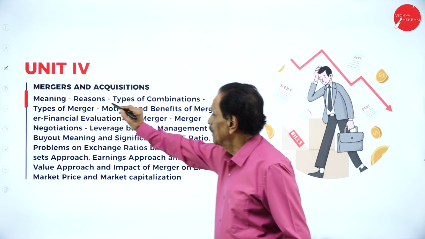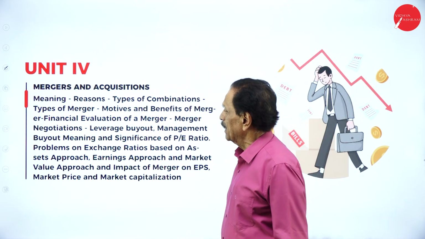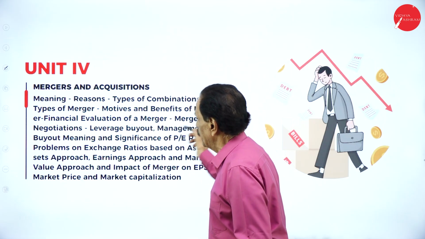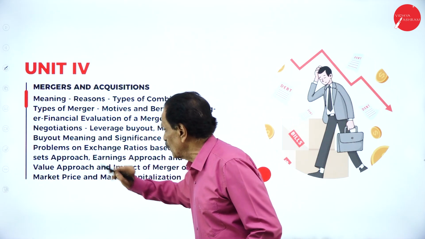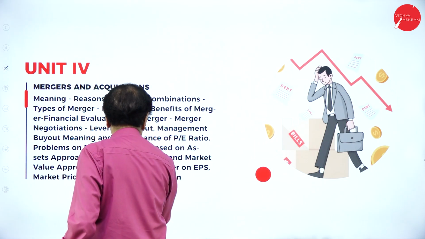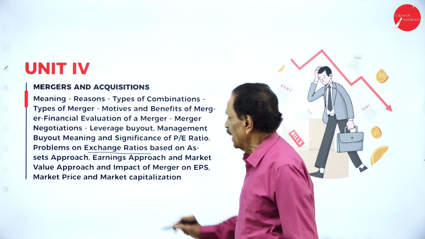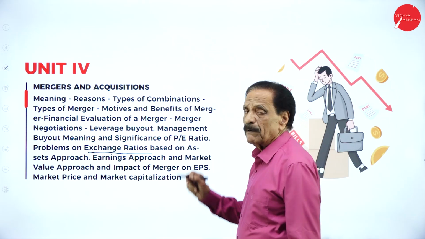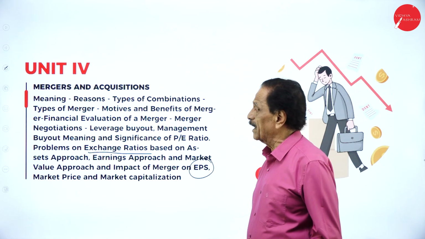Then Unit 4, merger and acquisition. Meaning of merger, types of combination, motivation and benefit of merger, financial evaluation of a merger, merger negotiation, buyout. A problem will be asked on the exchange ratio based on asset approach, earning approach and market value approach, and the impact on earning per share, EPS.